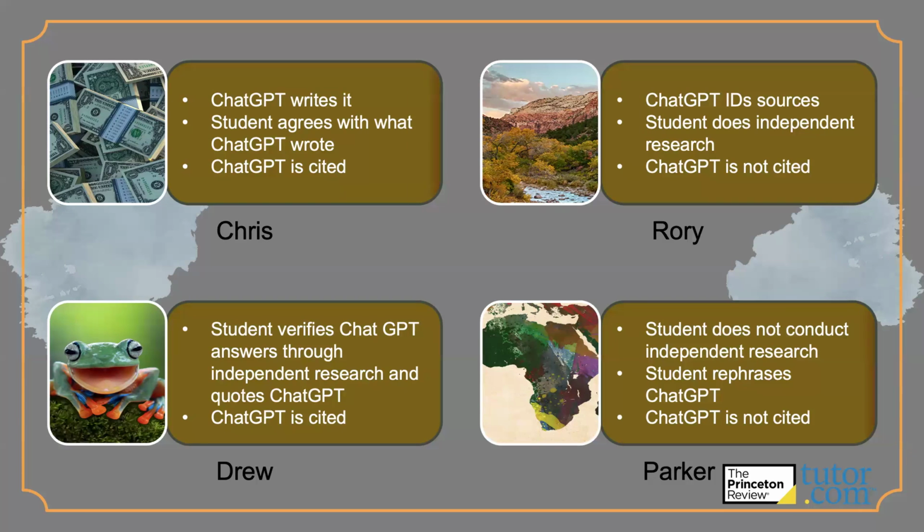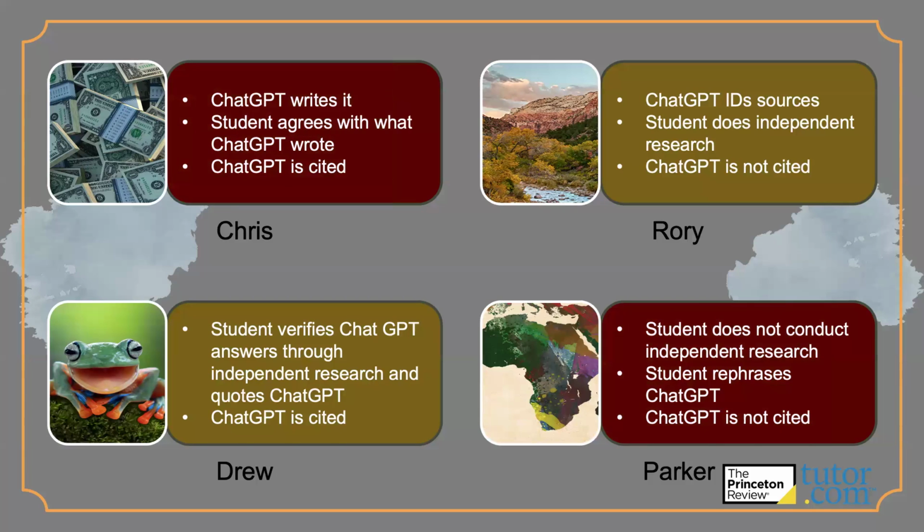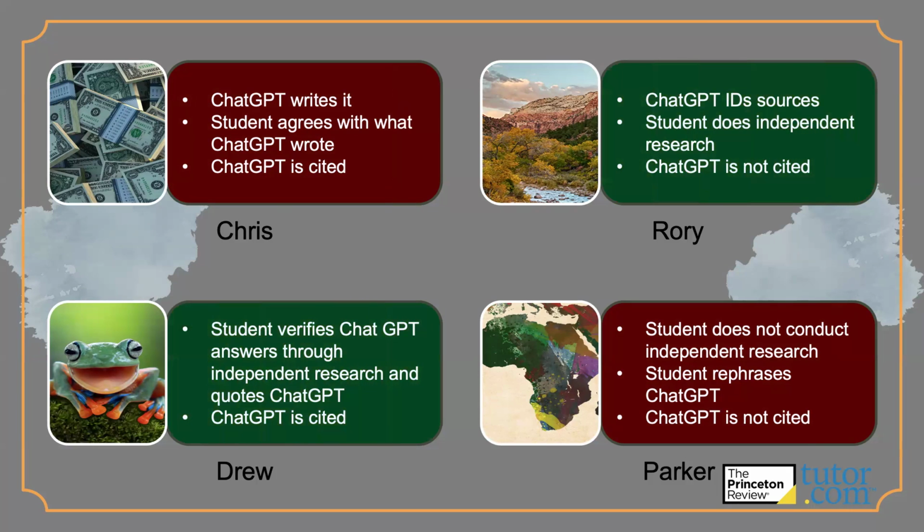Well, both Chris and Parker committed plagiarism and exhibited a lack of academic integrity. They both passed off as their own writing that was completed by ChatGPT. That leaves Rory and Drew, who both demonstrated academic integrity, even though they used ChatGPT. Rory used ChatGPT as a search engine or virtual librarian to help find the sources needed for the research paper. Drew validated ChatGPT and used direct quotes of what ChatGPT generated in addition to citing it in the resource list.